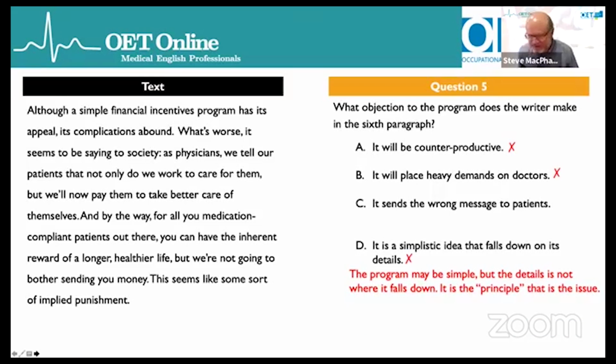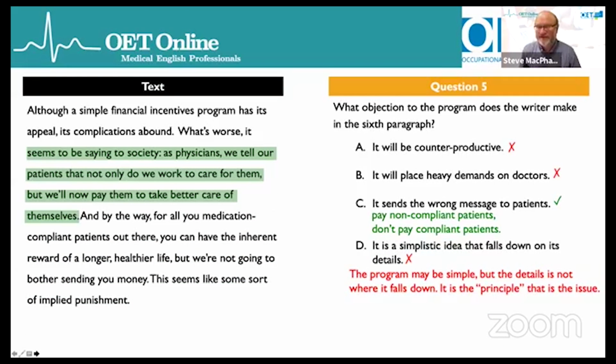Only a small percentage of you chose B. The correct answer is actually C, and 82% got it. And think about it. What this is really saying is you pay your non-compliant patients, don't pay compliant patients. It says, what's worse, it seems to be saying to society, as physicians, we tell our patients that not only do we work to care for them, but we'll pay them to take better care of themselves. And this is worse. This is a message that the writer doesn't agree with.